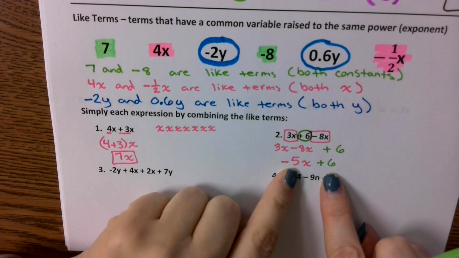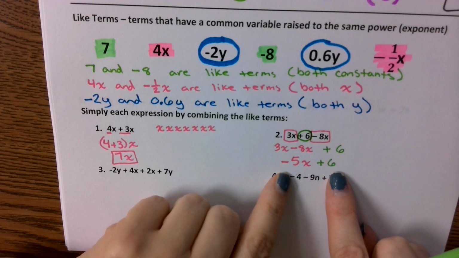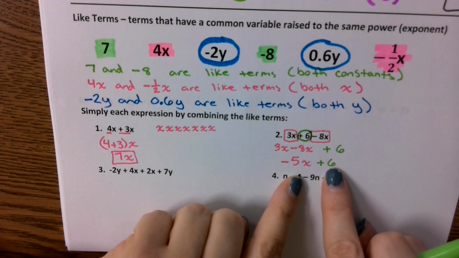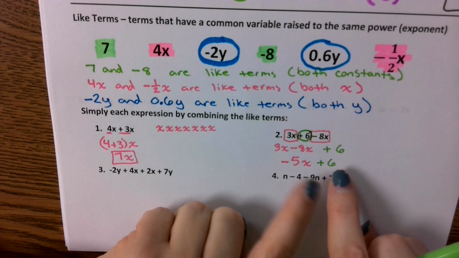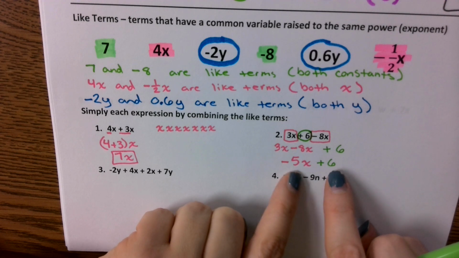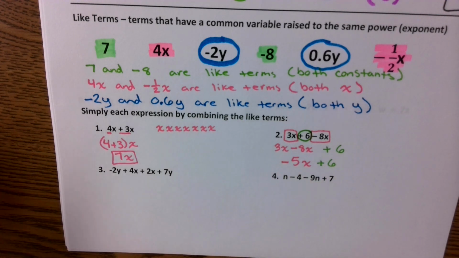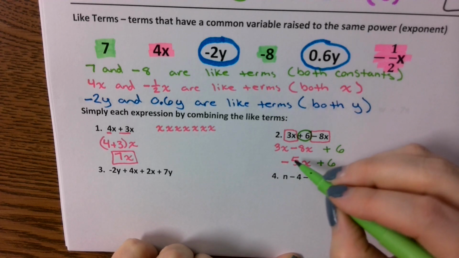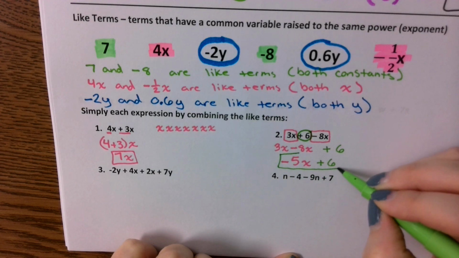That's mistake number 2 I see every year. Everybody goes, okay, well, negative 5x plus 6, well, negative 5 plus 6 is 1, so I have 1x. But you can't combine them together because they are not like terms. They are not like terms, so therefore they cannot be combined. That would be your final answer. Negative 5x plus 6.